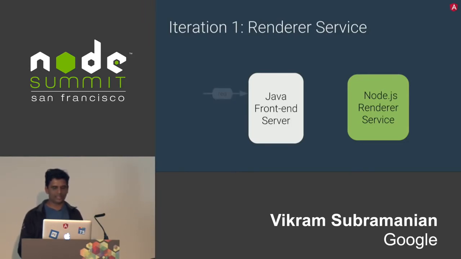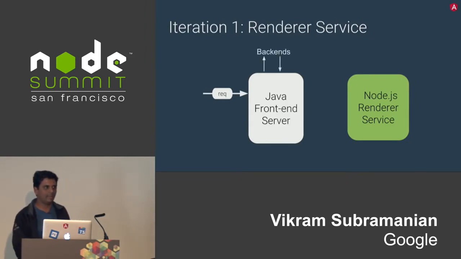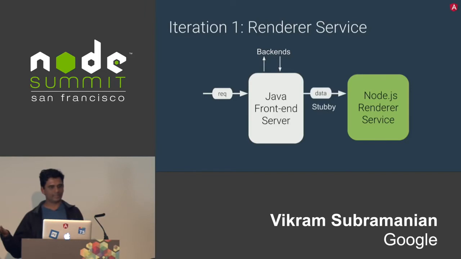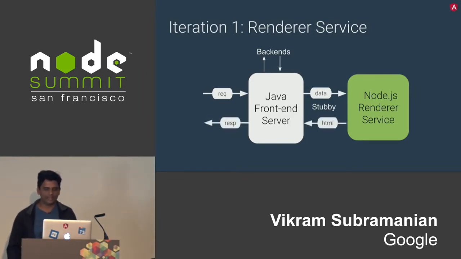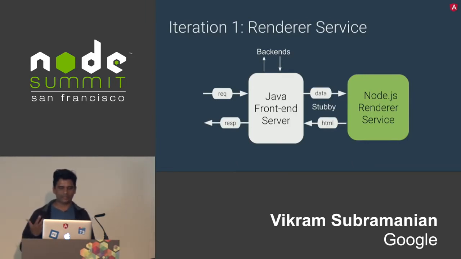And whenever a request came to the Java front-end server, it would do all the API calls to fetch the data to render that page, and then send that data over Stubby to the Node service asking for rendering to be performed. And then the Node.js service essentially runs Angular Universal and renders the HTML and sends it back to the front-end server, which then sends it back to the client. So this is the very initial architecture we had.